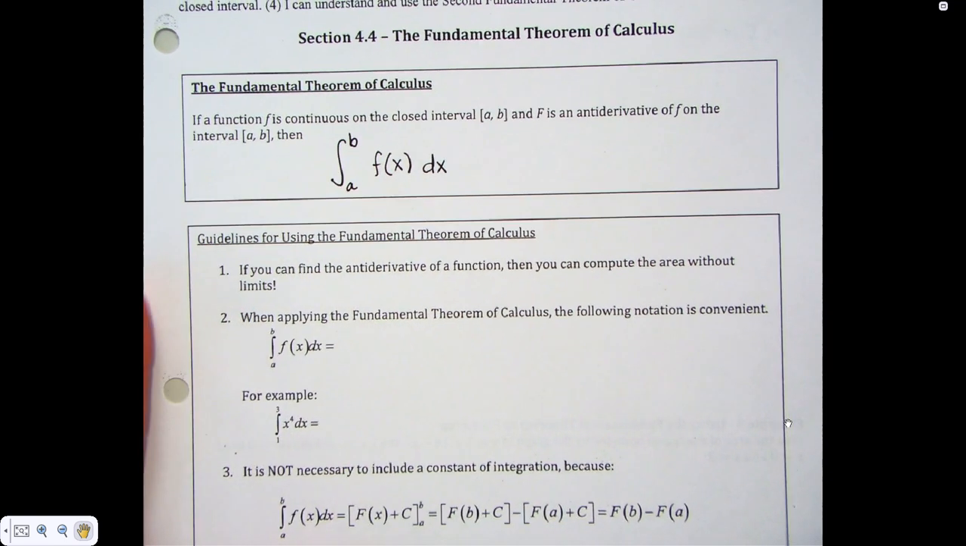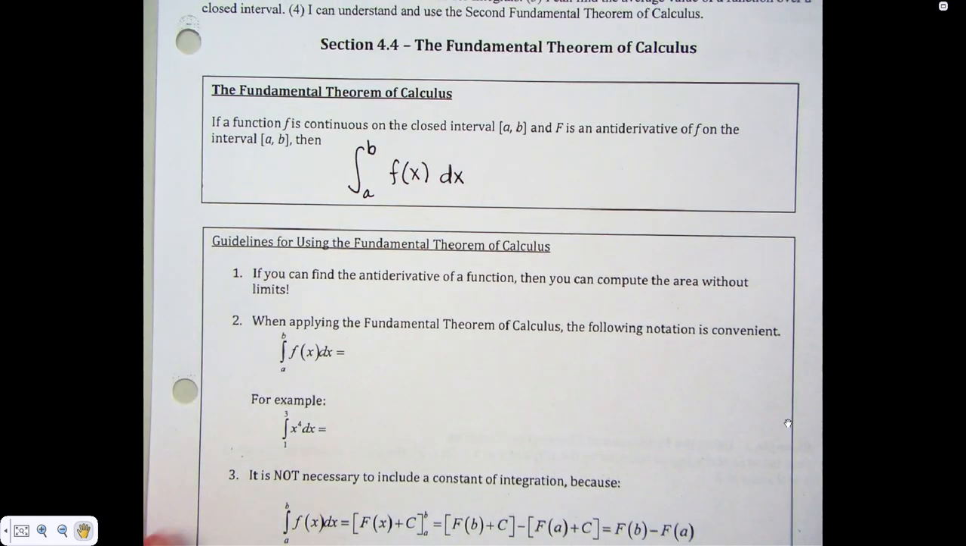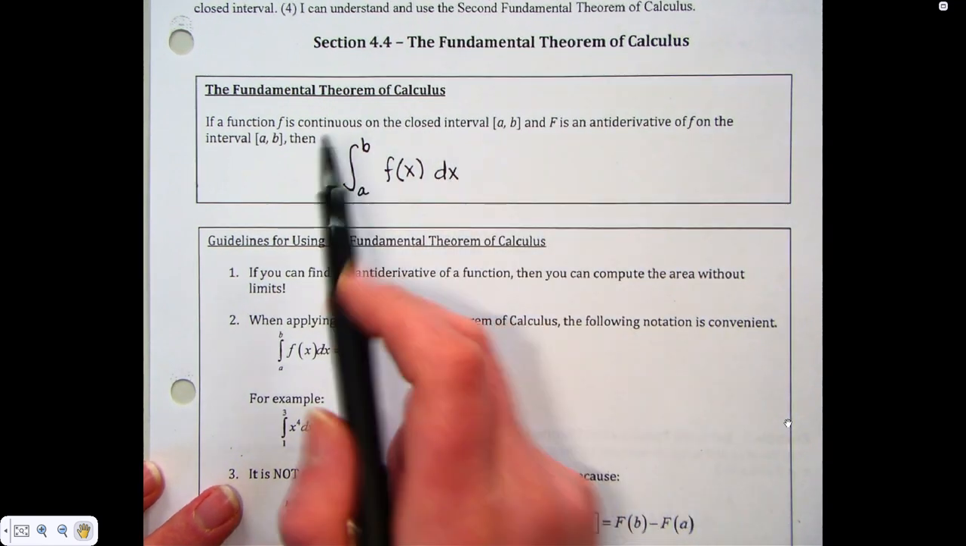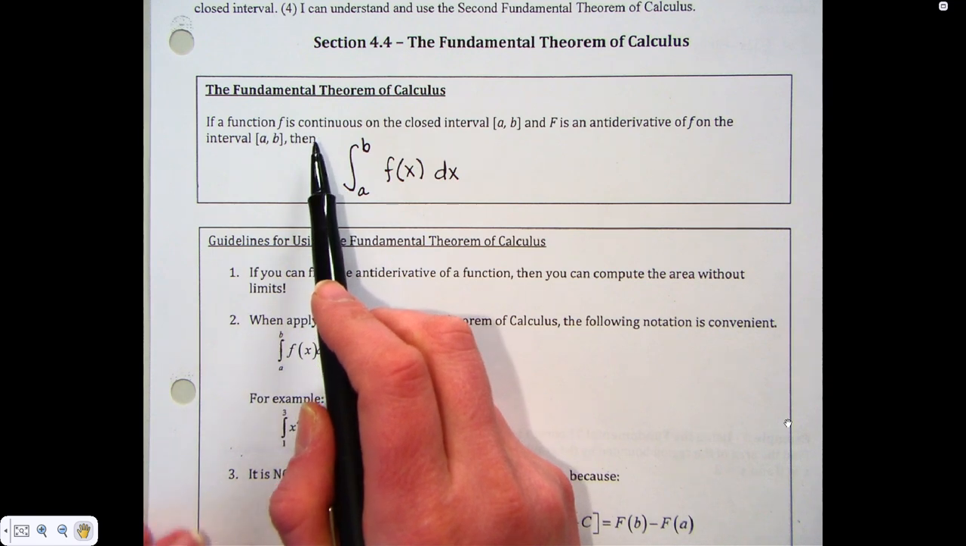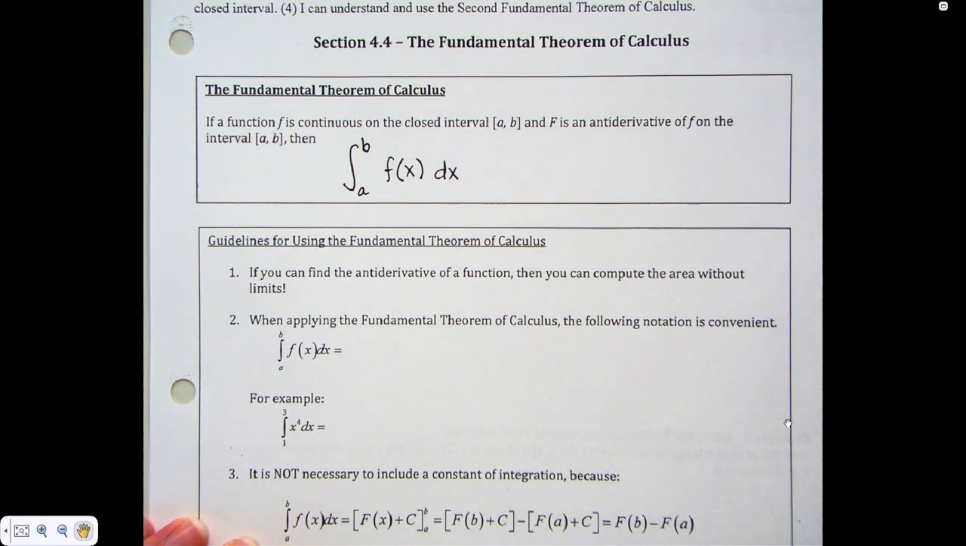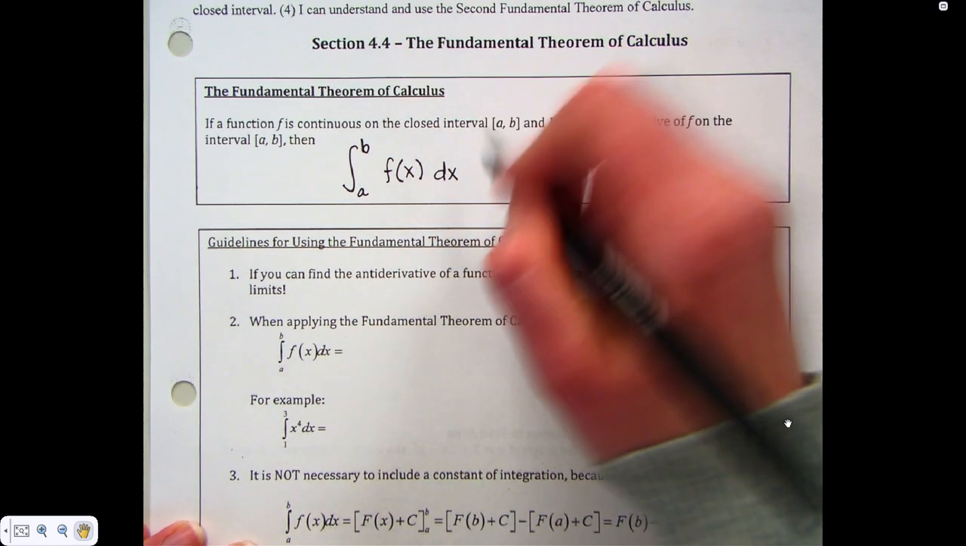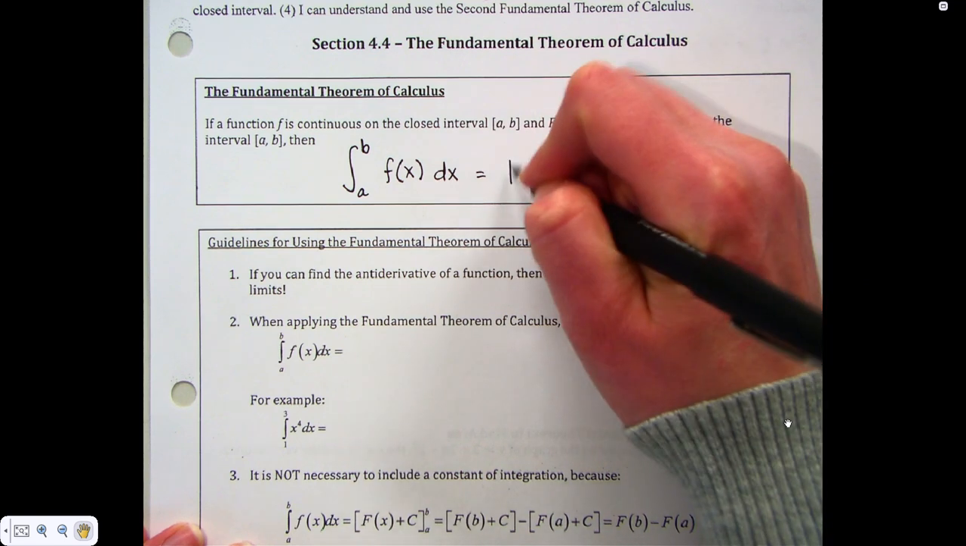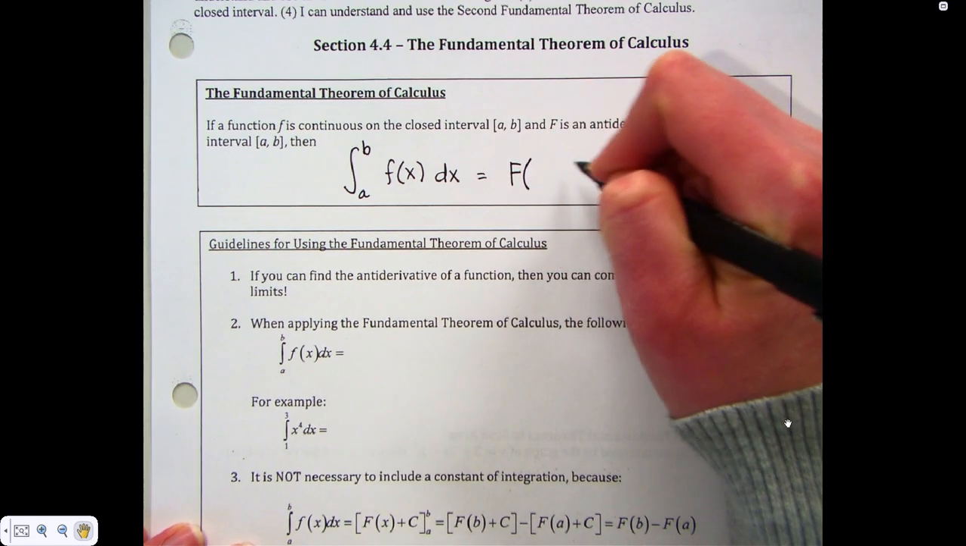There are a couple of stipulations, but we're not ever going to run into anything tricky in AB. We do need to assume the function is continuous. You can't have an asymptote or a jump right in the middle, and your antiderivative does have to exist. So assuming that you can integrate f of x, we would say that we would have our antiderivative.